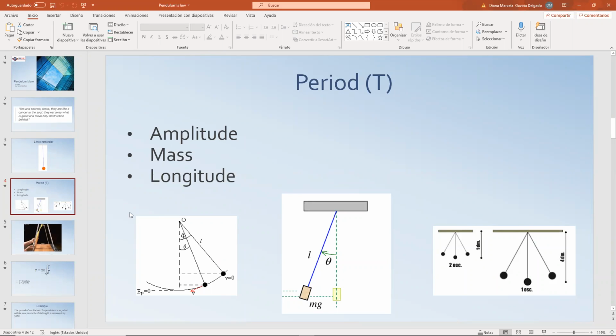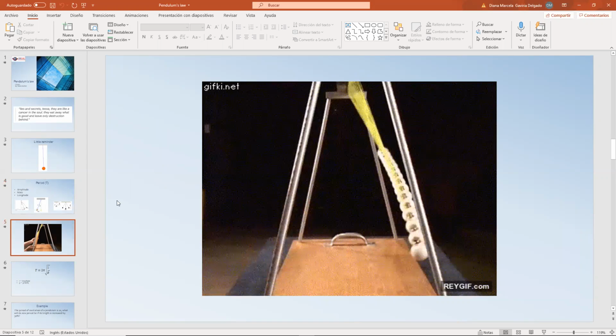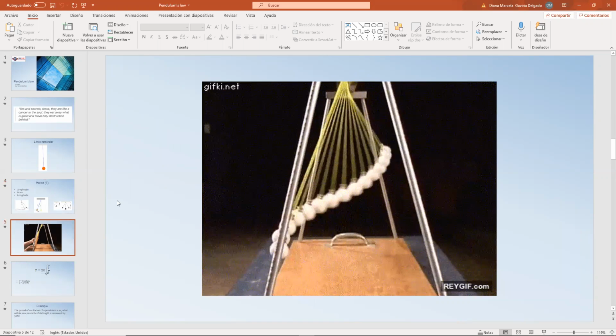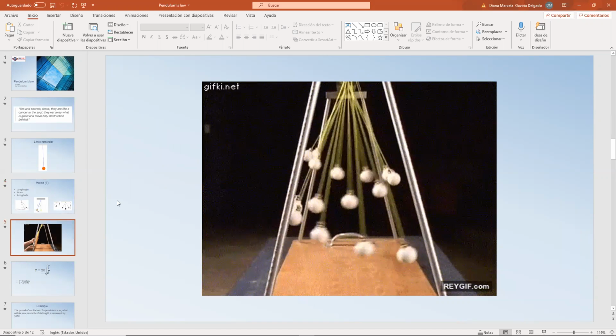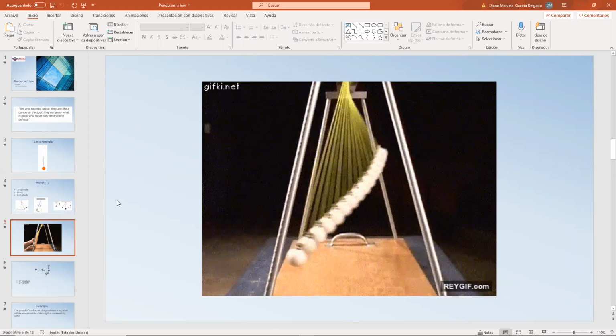For example, look at this. Look what happens with this system that is changing its length. Look at this. I know, that's so cool.